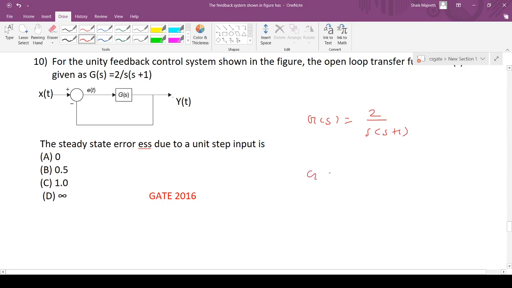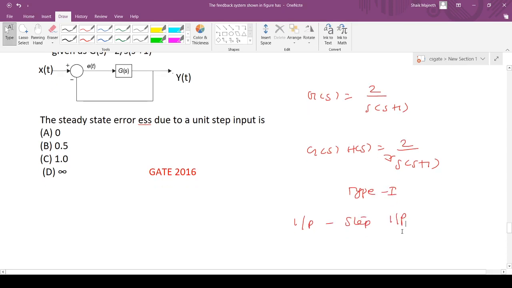What is the thing we have to do? G(s) into H(s), that is 2 by s into (s plus 1). So it is a type 1 system. You see, type 1 system, input is step input. For step input, the error is 0. For step input, ess is 0 for a type 1 system. Right? So option A is the right answer. Directly you can write. No need to substitute anything.